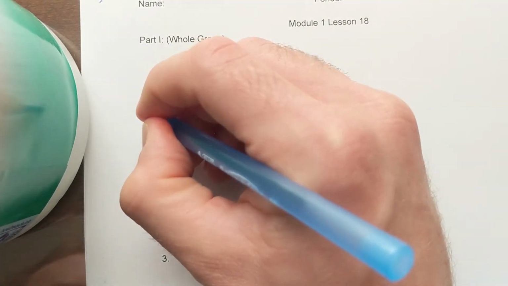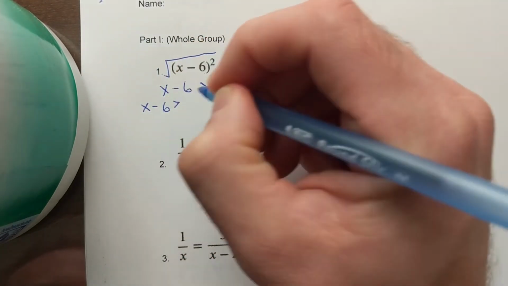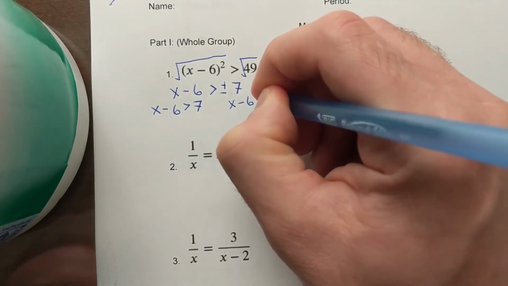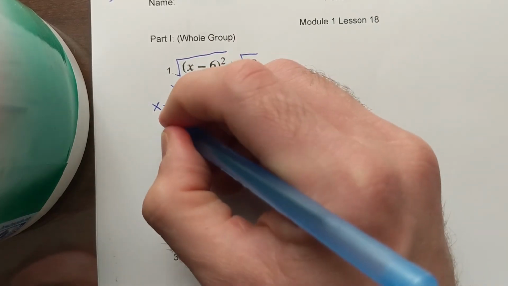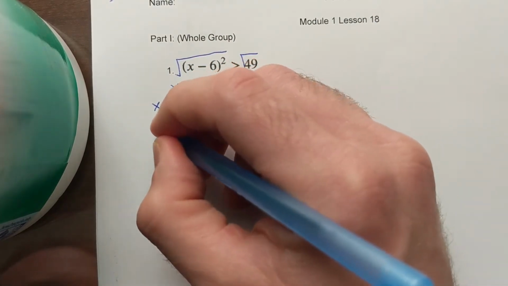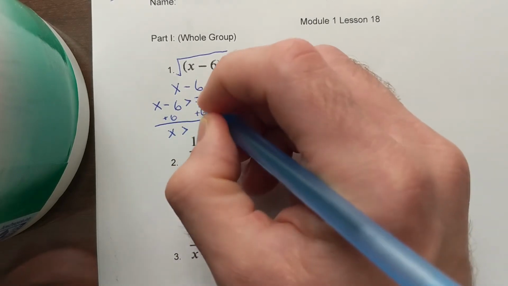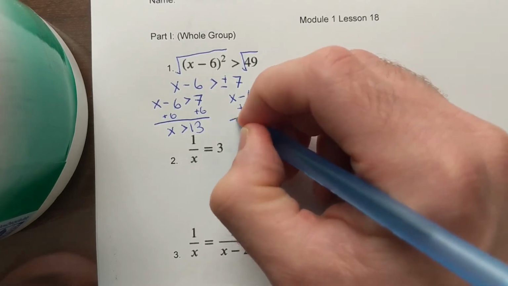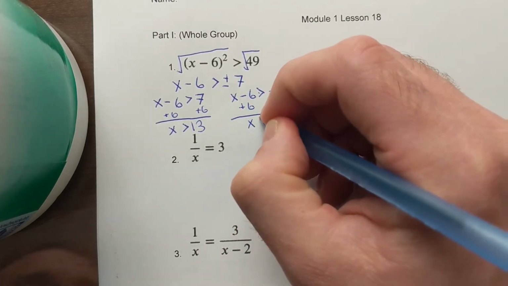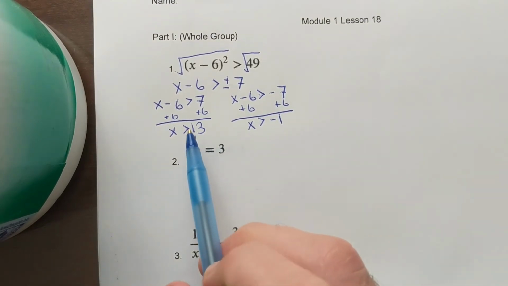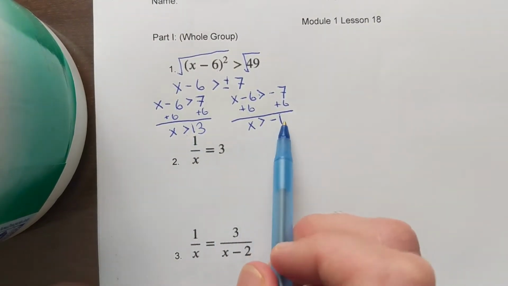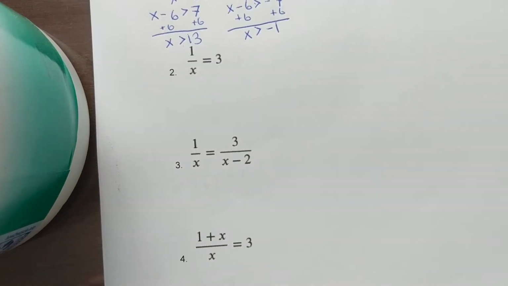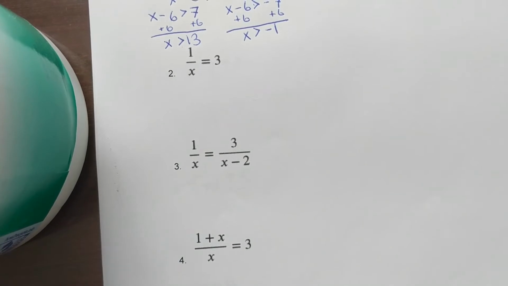So again, we'll have to rearrange this into two separate inequalities. So it's going to be greater than 7, and it's going to be greater than negative 7. So if I add 6 to both sides, x is greater than 13. And if I add 6 to both sides, negative 7 plus 6 is negative 1, so it's also greater than negative 1. So x is greater than 13, or x is greater than negative 1 should be our answer for that first one.